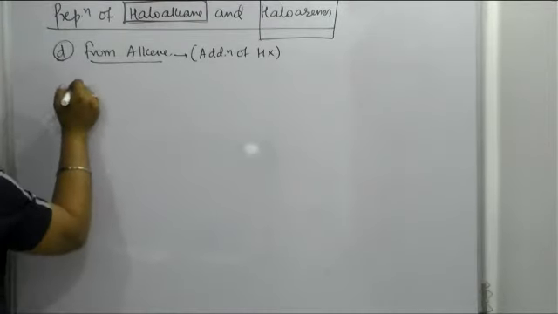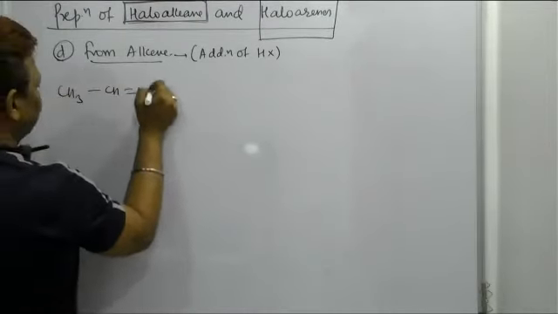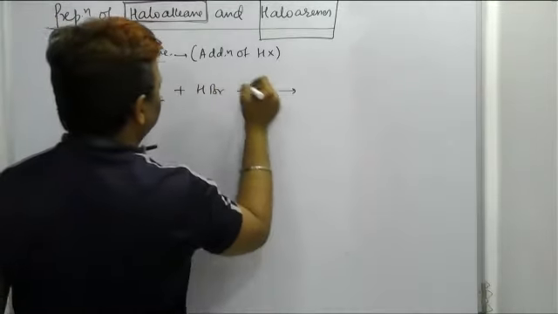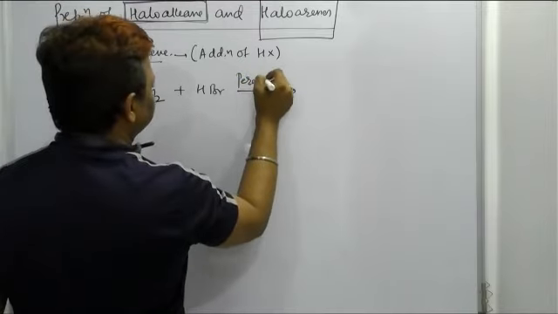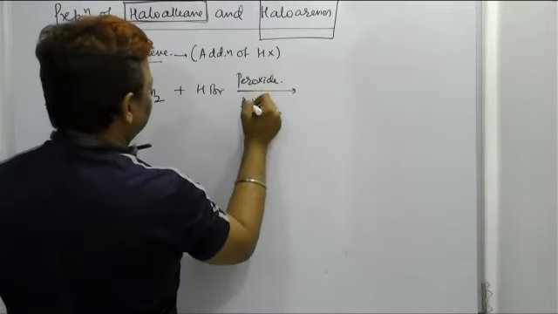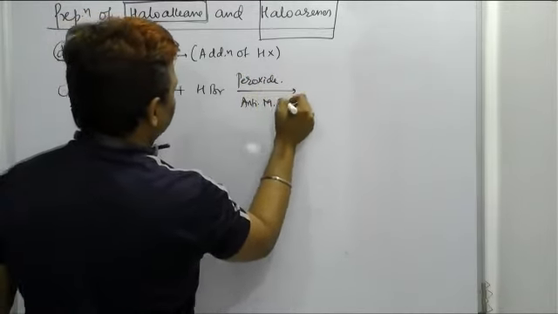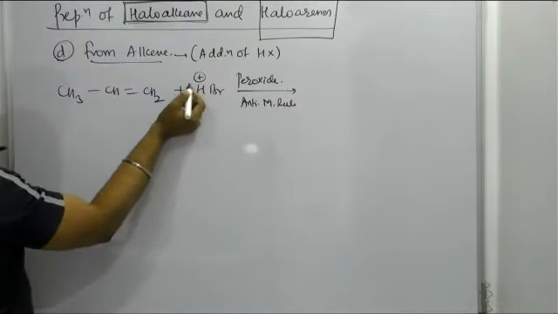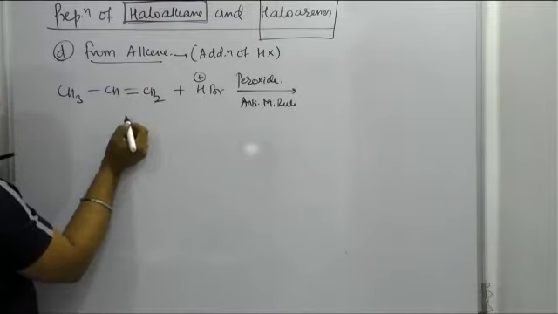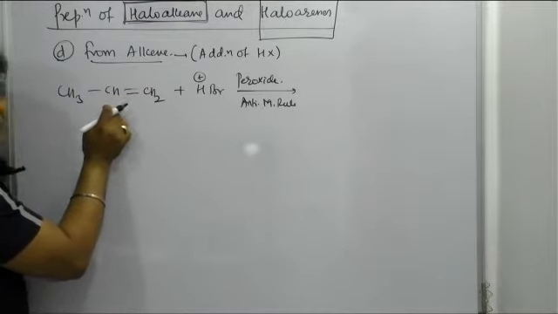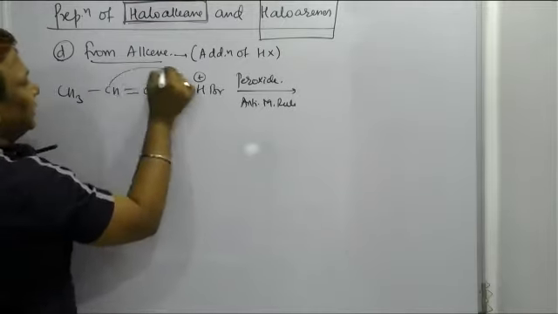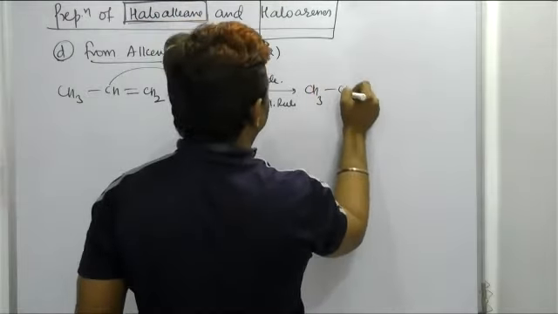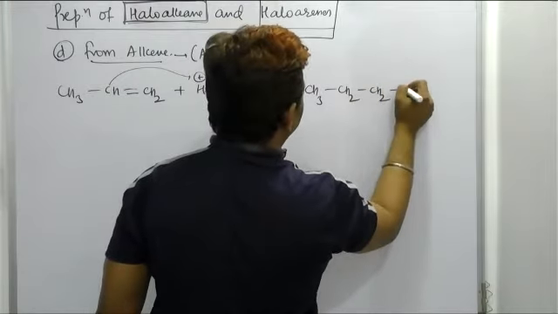Sir, this is CH3 CH double bond CH2, unsymmetrical alkene. I am adding HBr beta in presence of peroxide. Sir, it follows the anti-Markovnikov rule. What is that? The positive part of the attacking reagent attaches itself to that double bonded carbon, the carbon having less number of hydrogen. So this C will attack with the H and Br will attack here. I will get CH3, CH2, CH2, Br.